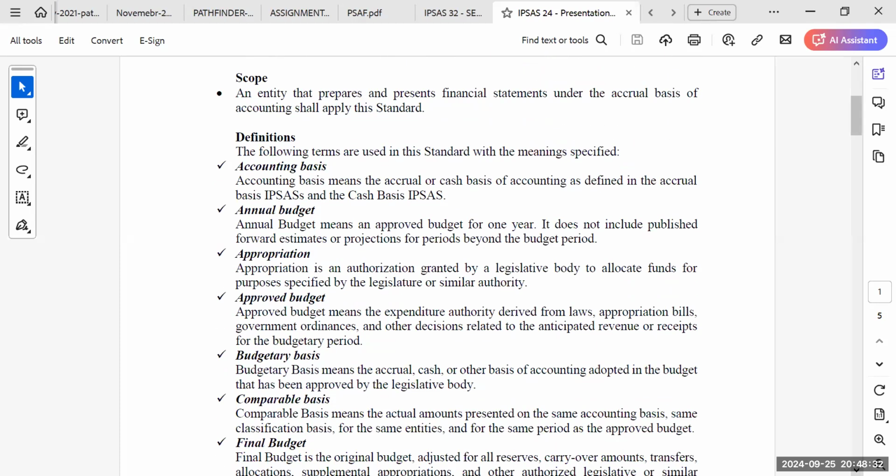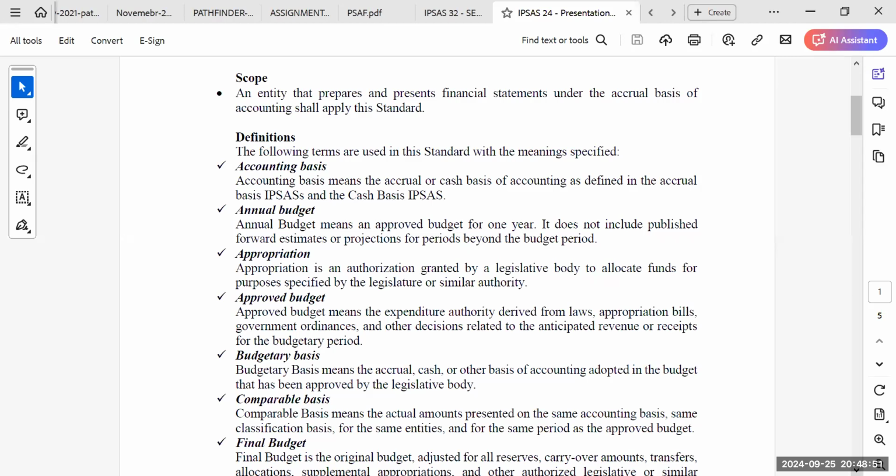So the budget that has been agreed on by the Parliament, that the government will be using for a year or the ensuing year, is what we call the approved budget.